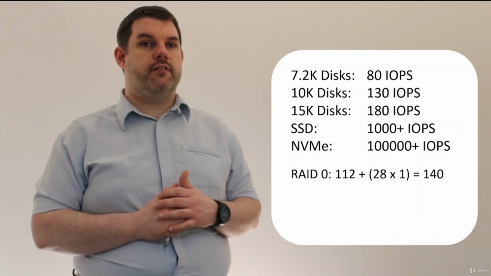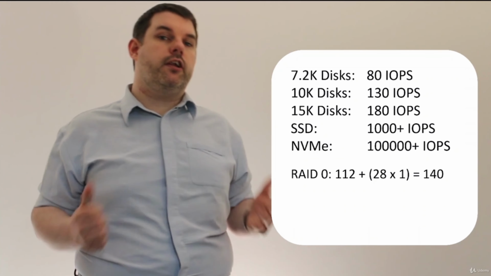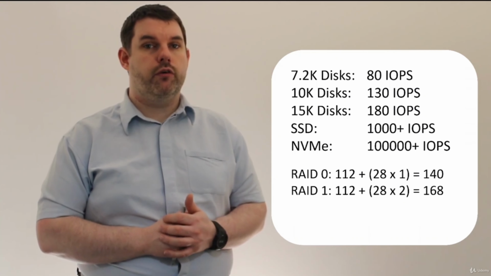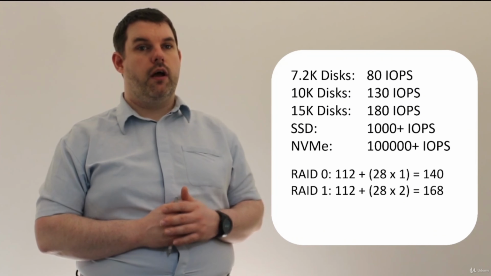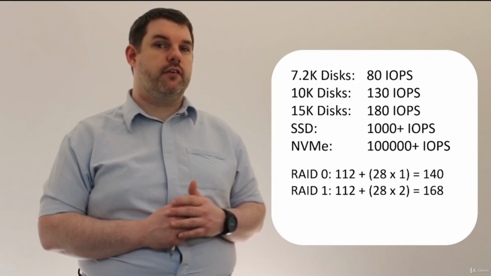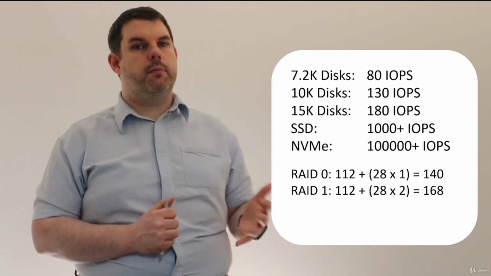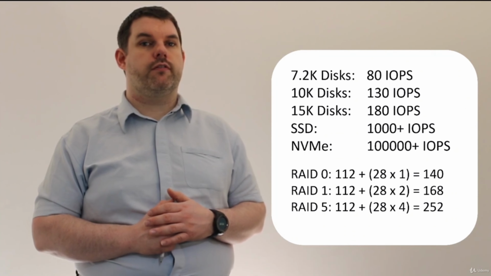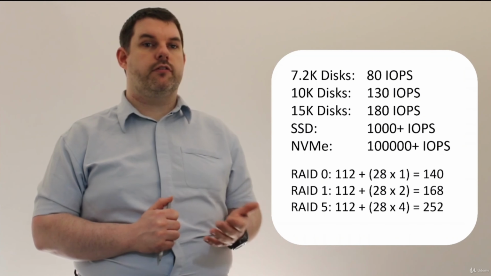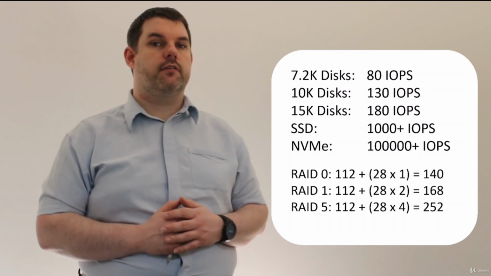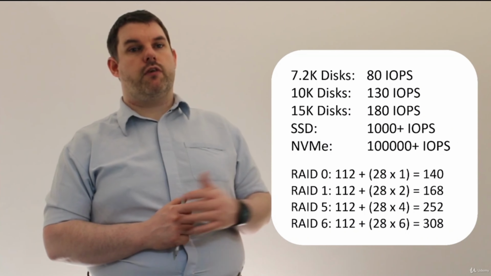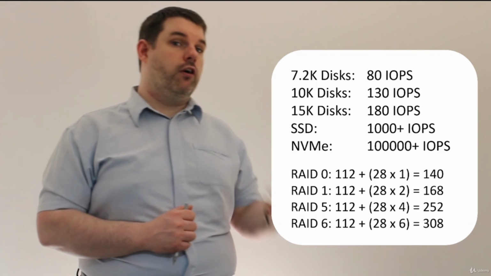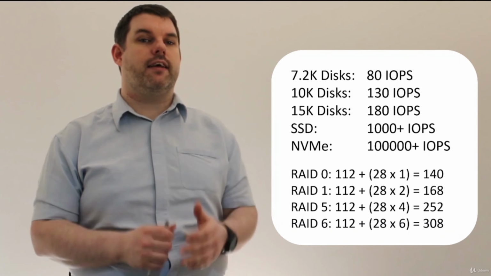If we decide to use RAID 0, we need 140 IOPS, so we can achieve this with 2 7,200 RPM disks. If we want to use RAID 1, we need 168 IOPS. Our 7,200 RPM disks won't quite be fast enough, so we'd be better moving to 10K disks. If we choose RAID 5, we need 252 IOPS. We'll be using 3 disks, so our 10K disks will still be fast enough. If we use RAID 6, we need 308 IOPS. We will be using 4 disks, so again our 10K disks will still be suitable.